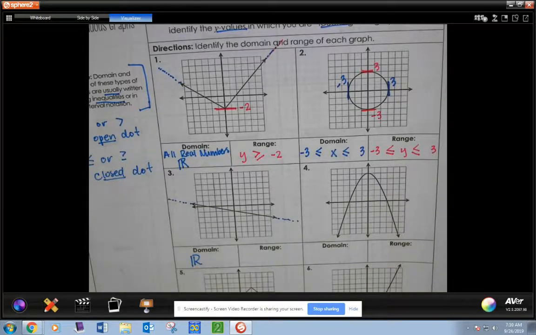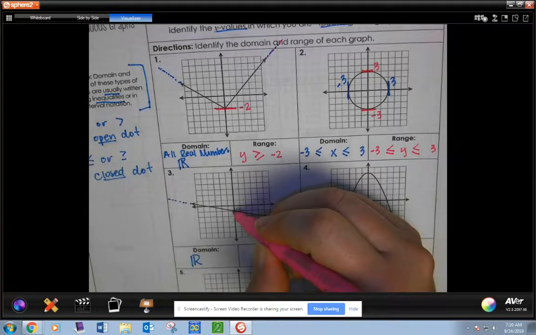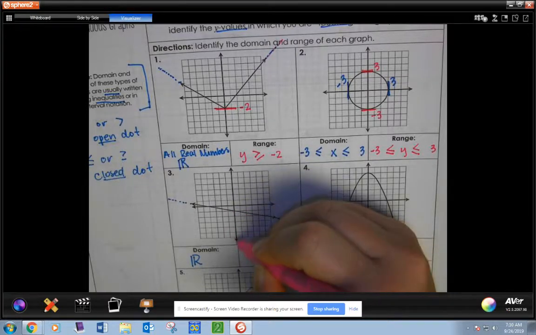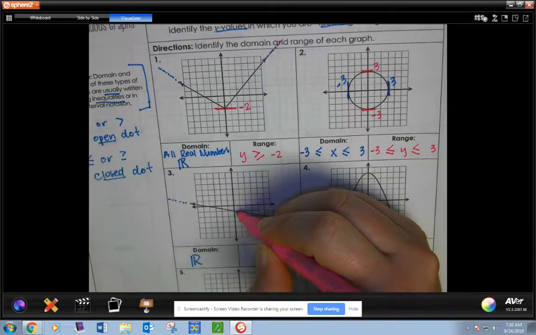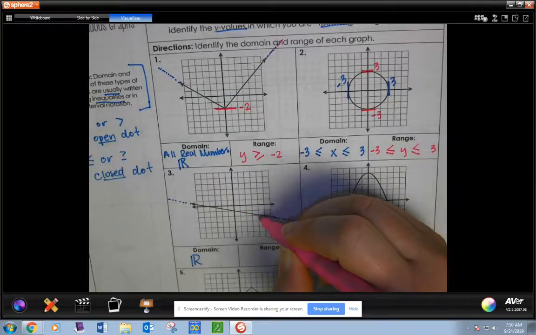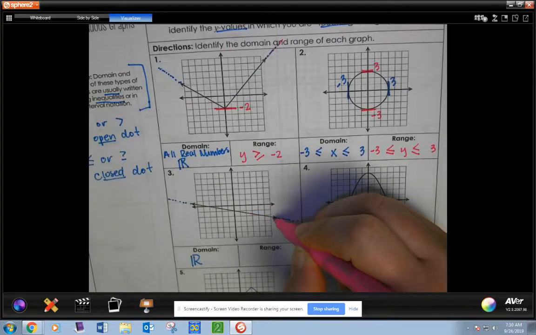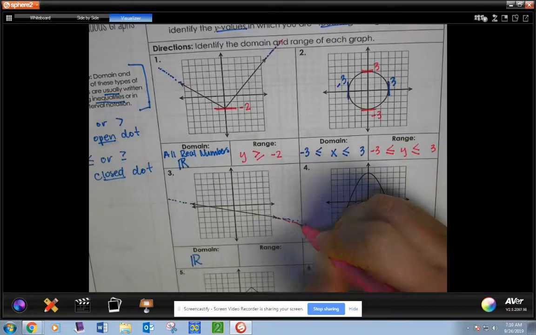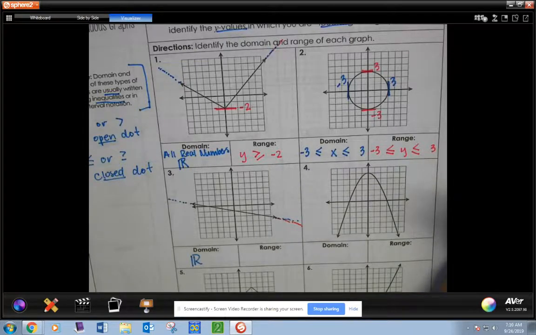Okay, for range, I'm going to start by scanning down. So I'm going to follow the line. I'm going to follow the line down. So it goes down as it's going to the right. As I hit the lowest spot that I can see of the line, there's an arrow. So that tells me this is going to keep going down also as it goes right.